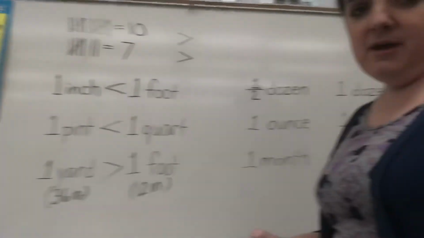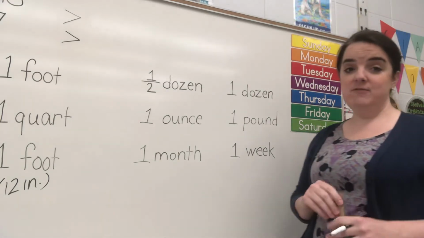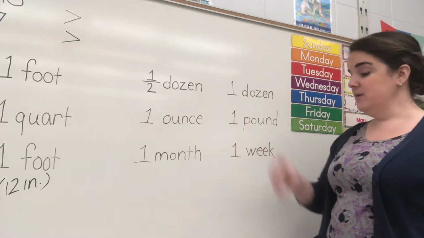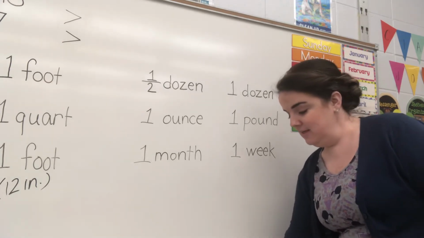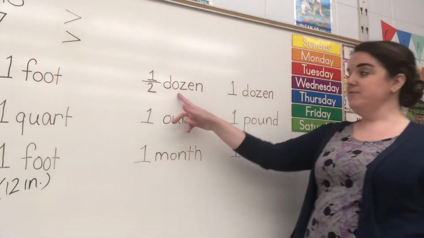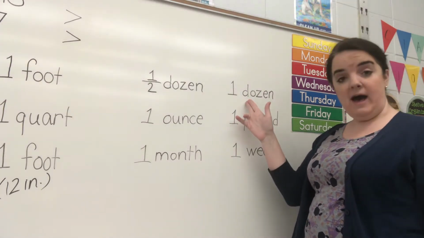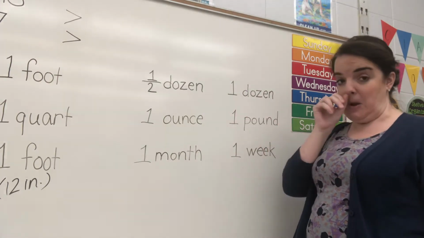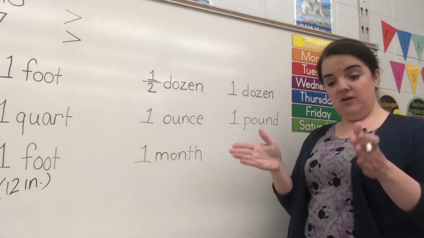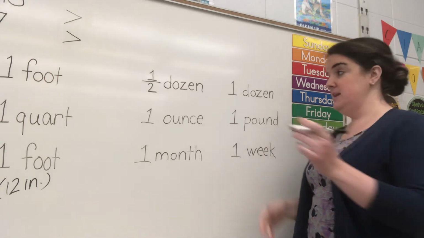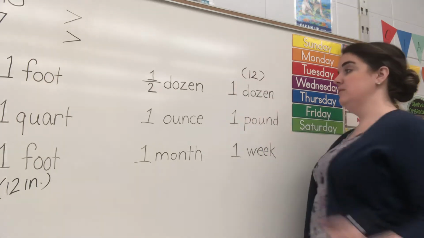All right, let me turn my camera here. There we go, hello. Now next, we have half a dozen and 1 dozen. Let me put my yardstick down here. There we go. Half a dozen and 1 dozen. Now, we know that how many are in 1 dozen? Do you remember? 1 dozen. If you had your dozen, your carton of eggs here, that would be 12. I'm going to put that in parentheses.